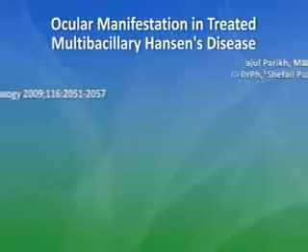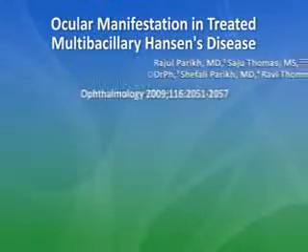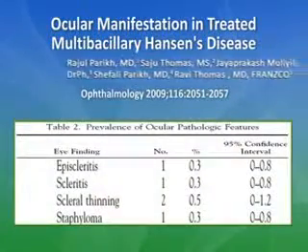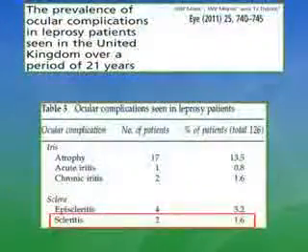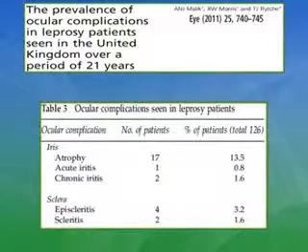Scleritis is an uncommon complication seen in ocular leprosy. Incidence of scleritis in various reports varies from 0.3% to 1.6%. It can be caused by presence of Mycobacterium leprae in the sclera or could be autoimmune in nature.